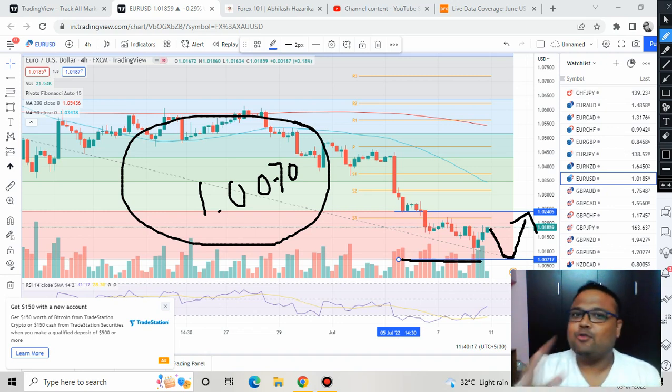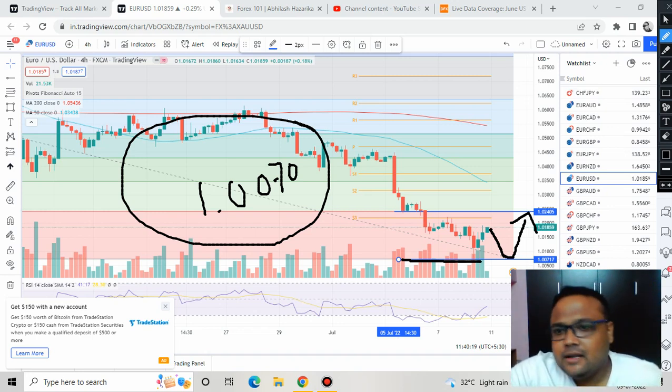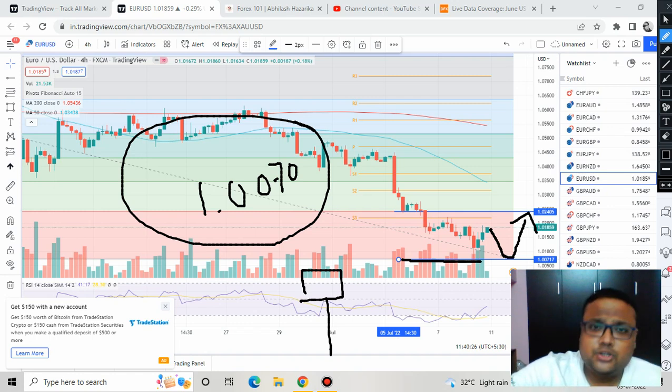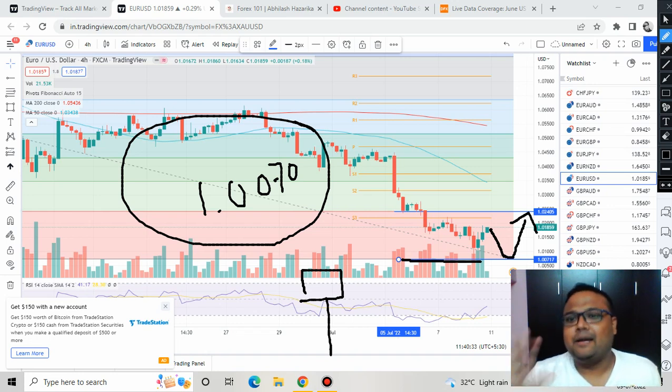But yes, again, you will have to observe the market. If you see that after reaching this 1.0070 level, the market is forming a hammer kind of pattern, or any good price rejection from below, it will give you the confirmation that yes, this is a level we can trust and we can take a buy position.